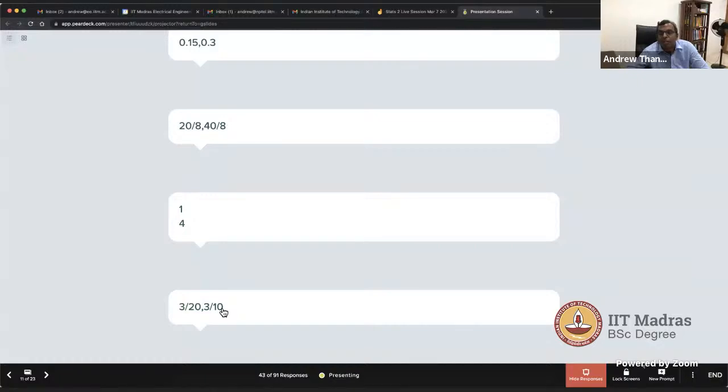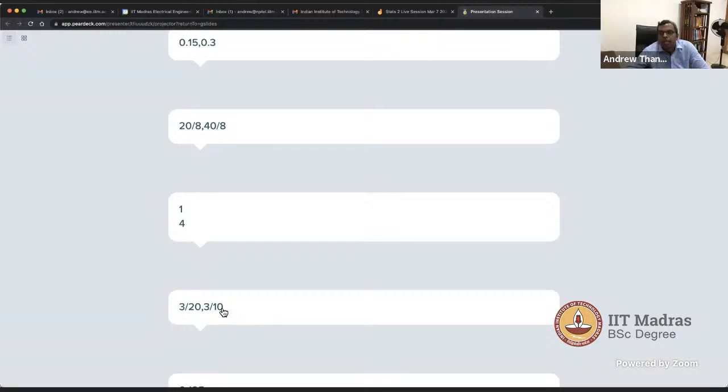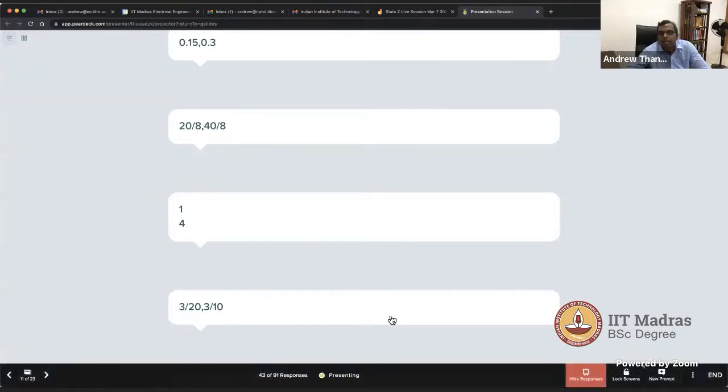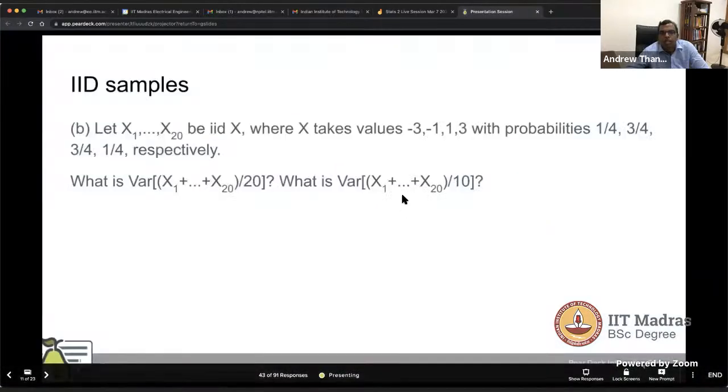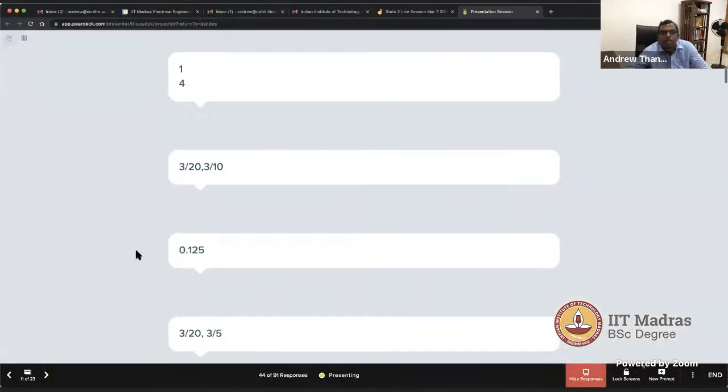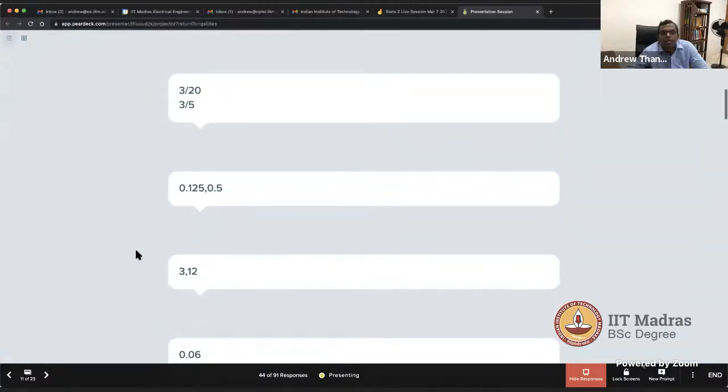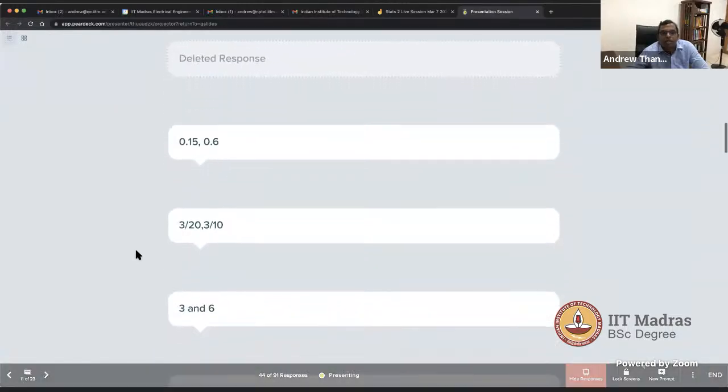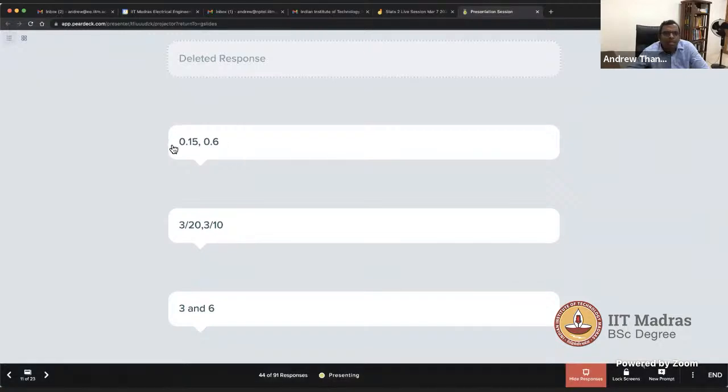So there are 20 of them. Look at the question here: x1 to x20 divided by 10, right? So you will have 20 times something divided by 10 again. So there should be a factor of 4 difference between the two answers. I think 3 by 20, 3 by 5. This 0.15 and 0.6 are actually 3 by 20, 3 by 5, right?